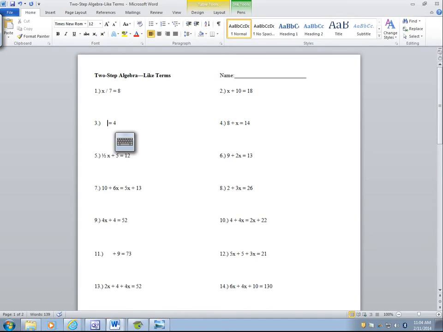Okay, the homework you have, I've written in a couple terms here, but let's go over a couple together. Now, the first one, number 1, is actually x over 7. So if you want to rewrite that, it's x over 7 equals 8.